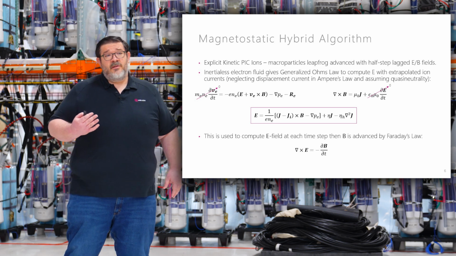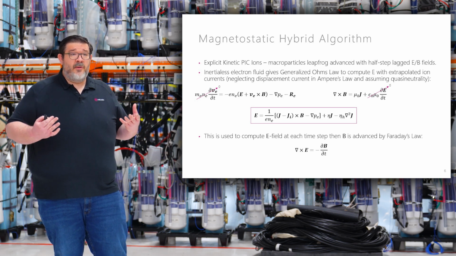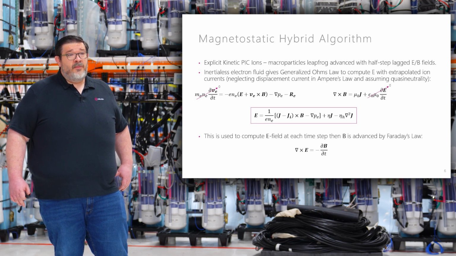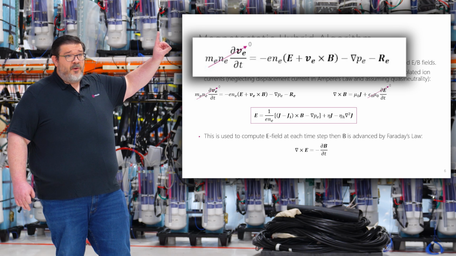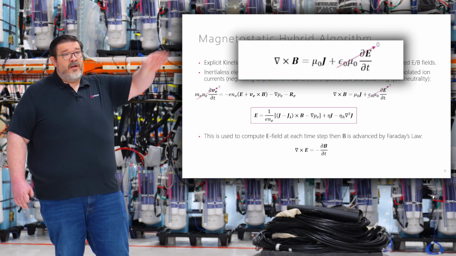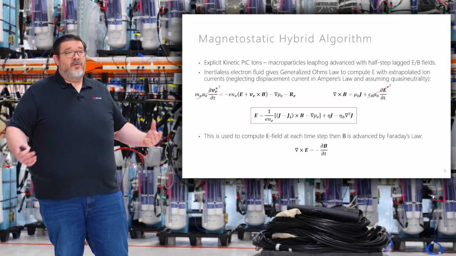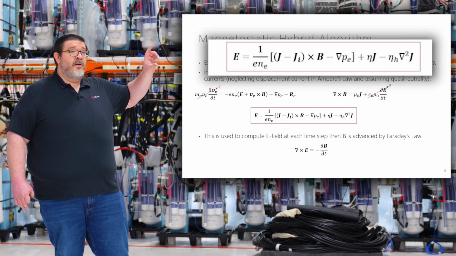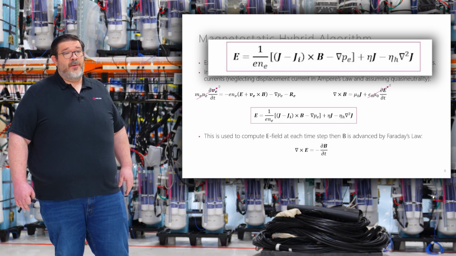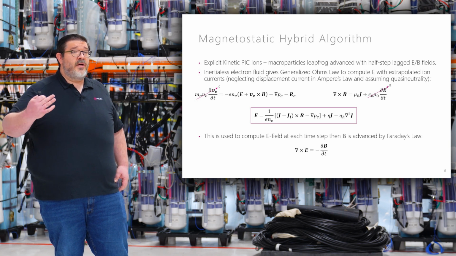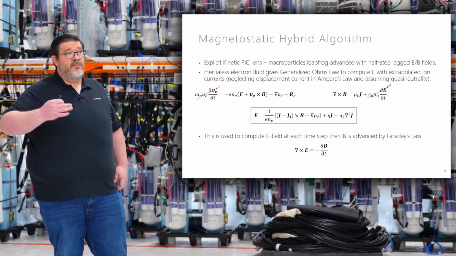In order to simulate these things in this hybrid approach, we use what's called a magnetostatic hybrid algorithm, where we take the electron momentum equation, up here on the top left, and we neglect the electron inertia terms, so that term goes to zero. In Ampere's law on the right, we neglect the displacement current, and if you combine these, you can solve the electron momentum equation for a generalized Ohm's law, which you can see in this pink box. If you can solve for this electric field at each time step, then you can use that to advance the magnetic field using Faraday's law below.